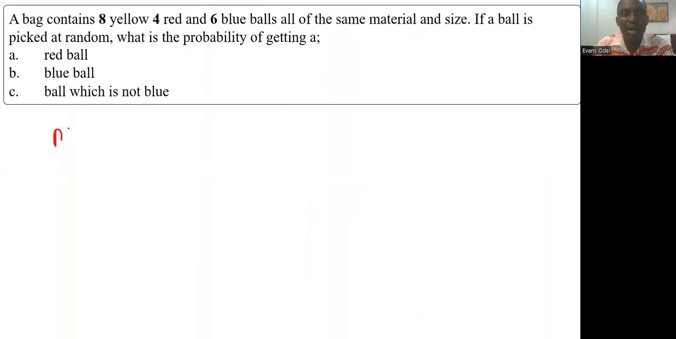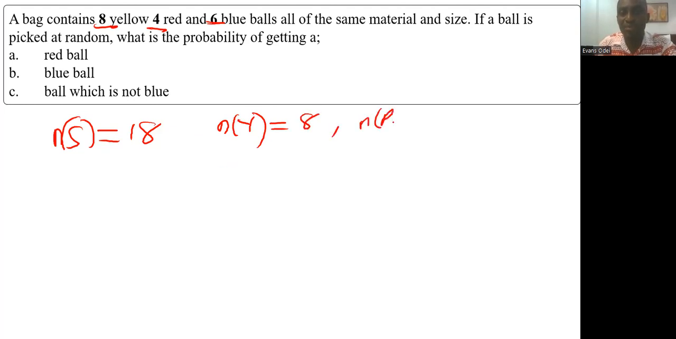First of all, we want to know how many balls are in the sack. There are 18 of them in all, right? Because if you add 8 plus 4 plus 6, you get 18 balls. So that is the sample space. Let me write, number of sample space is equal to 18. That is letting S represent the sample space. We can also let Y represent number of yellow balls, which are 8, or we can let R represent number of red balls, which are 4. And finally, we can let B represent number of blue balls, which are 6 in all. Now, our first question is, if you pick only one ball, that ball should be a red ball. So probability of red ball.